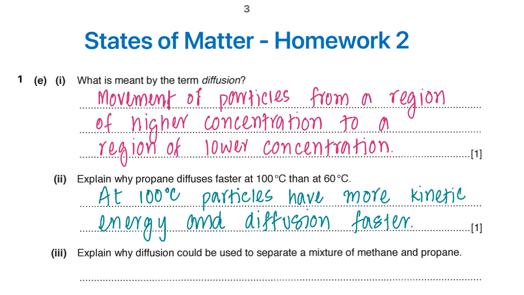Now, I also asked a lot of people to add, after this, lower concentration due to the random motion of particles, or Brownian motion, right? Now that part is not necessary. I want everyone to think like that. Diffusion is the movement of particles from a region of higher concentration to the region of lower concentration, because particles are moving randomly, and that's what ends up happening. But you don't have to write it.